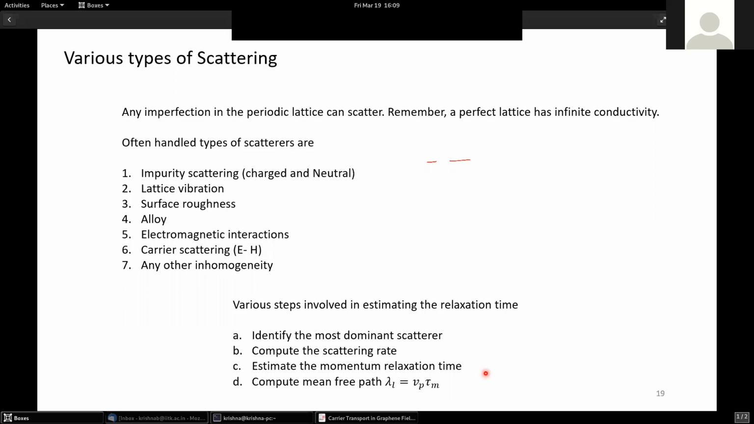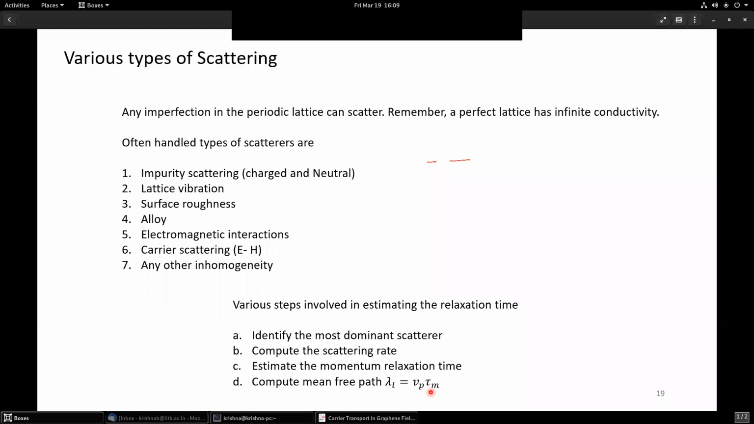Most of our work when we try to study conductance can be broken down into these steps. One is we have to identify the most dominant scatterer. If you are not able to identify the most dominant scatterer, you are probably in a fix. So you have to go back and calculate all the scatterers that you know about, and you can never be sure if you are complete. The easiest way is to say that you have one or two most dominant scatterers, and then try to compute the scattering rate.